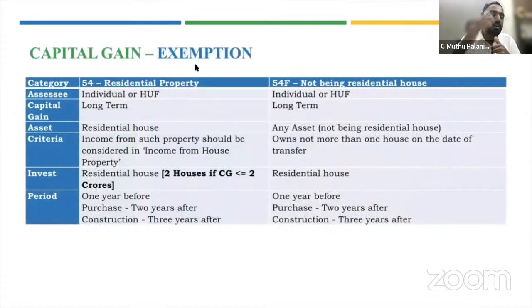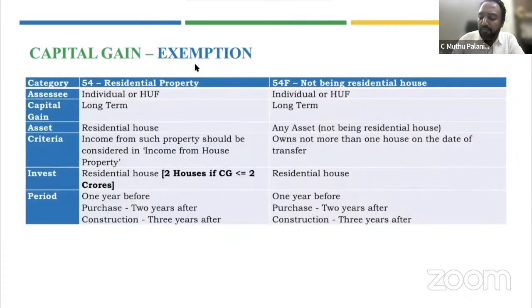Moving on, we'll move on to the exemptions. I'll cover around 5 exemptions which are important for examination. First 2 we'll be comparing are section 54 and 54F. One common thing in both these sections is that you're supposed to buy a residential house property. So you're supposed to invest in residential houses.